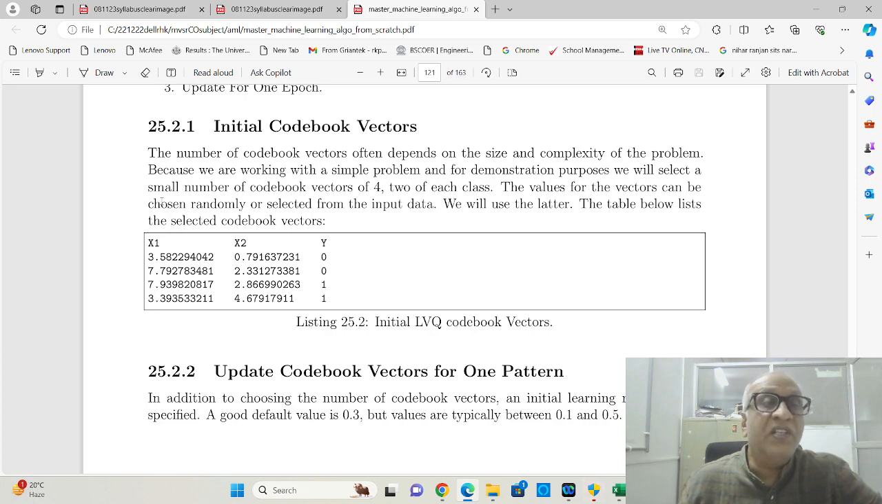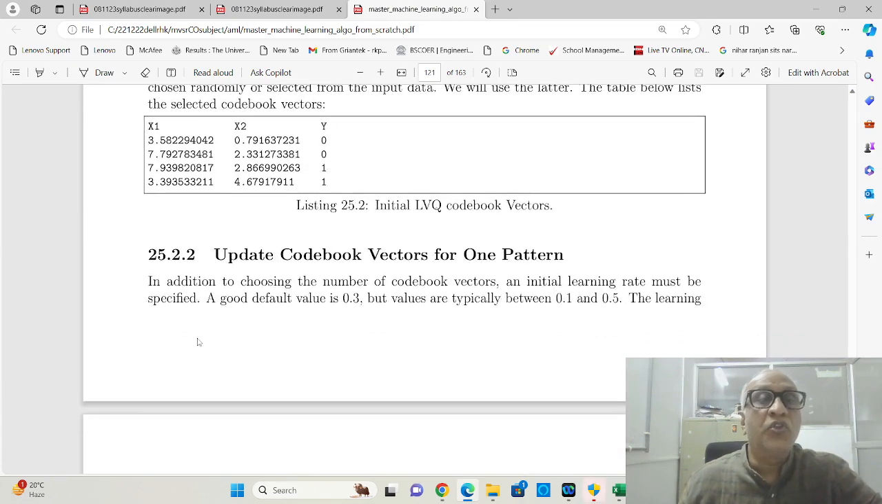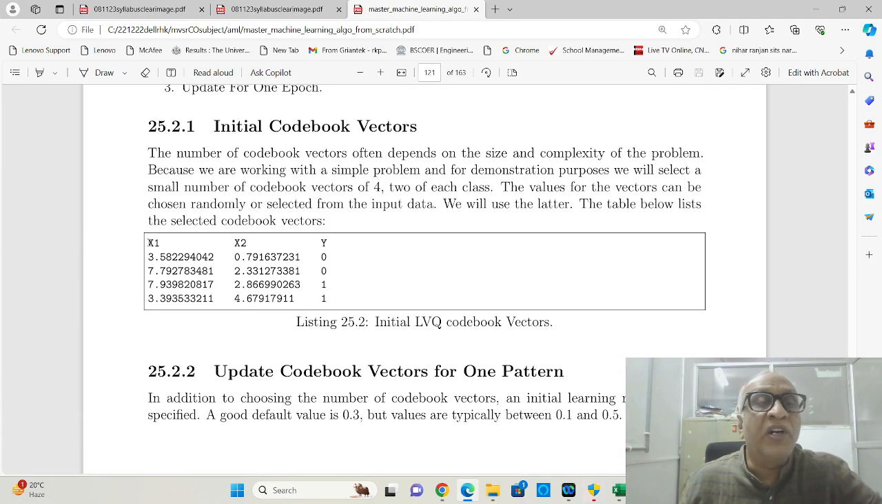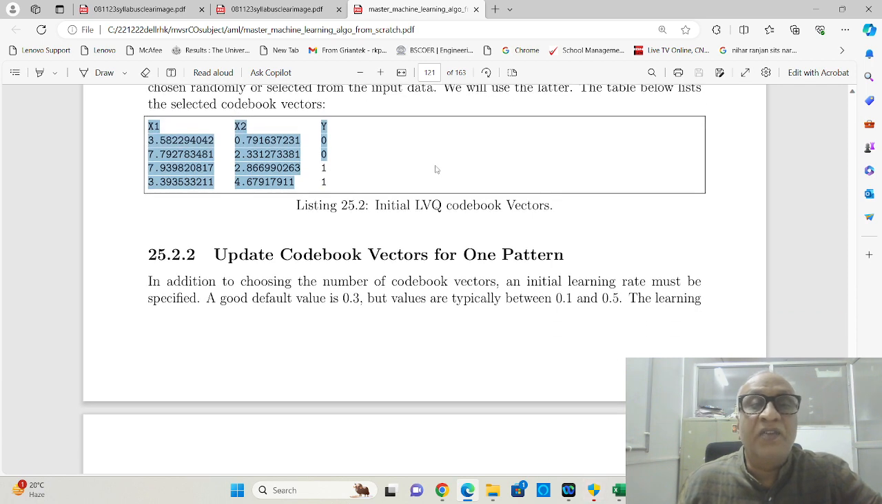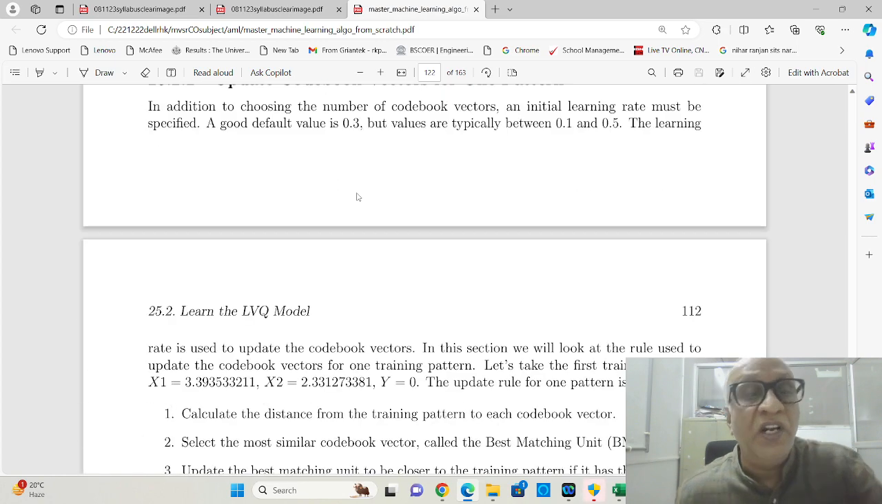So 3, 7, 7, 3. You can see we have taken this value, and then this value, and then the two values around 7. So this is my codebook vector, which has been taken randomly from the training data set. The first step was the initial codebook vectors. The next step is updating the codebook vectors. Let us look at how the update happens.